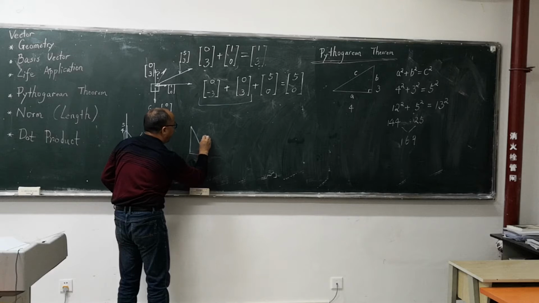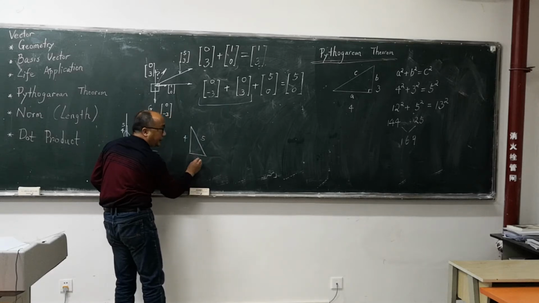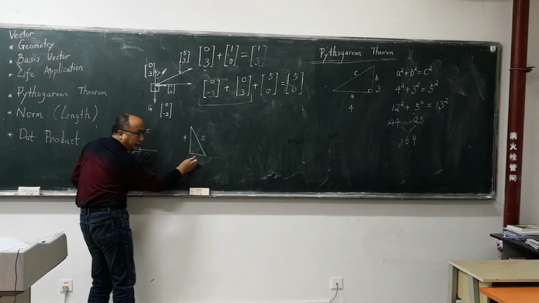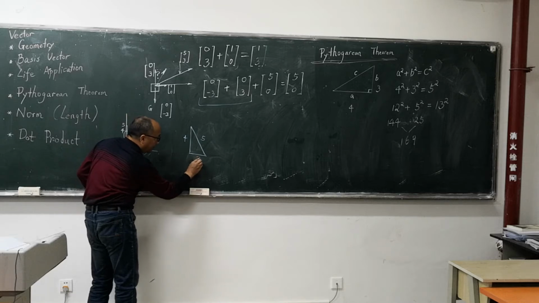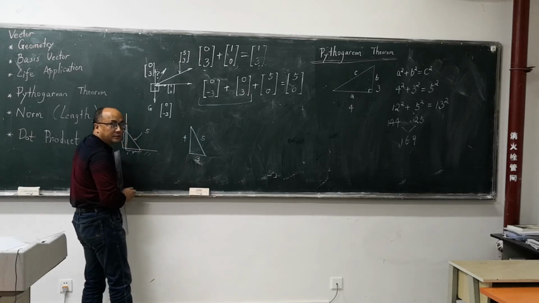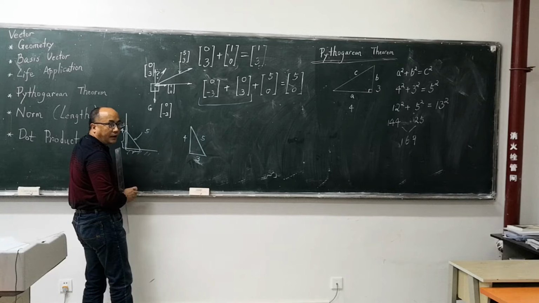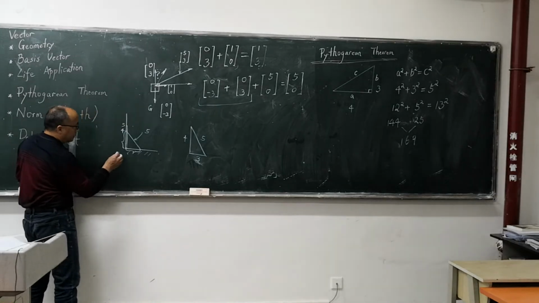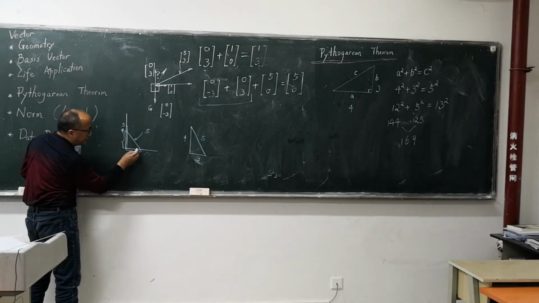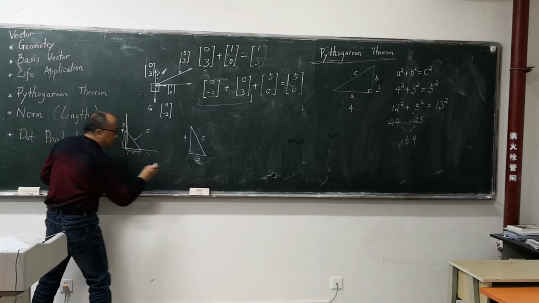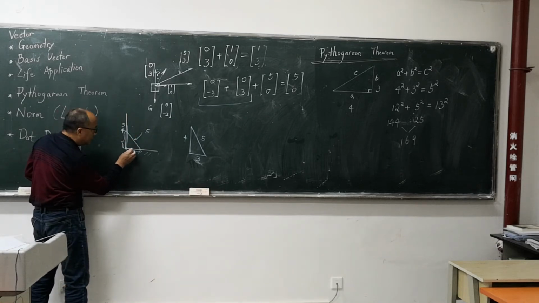Here is a 5. Here is a 4. What is here? 3. Okay? So here is the 3, the red part. Why is it 3? Because it's 3.